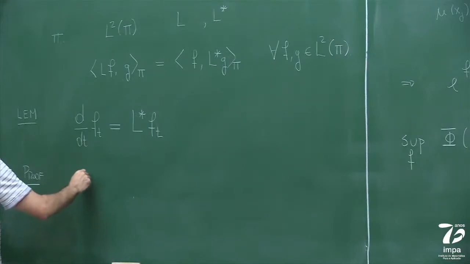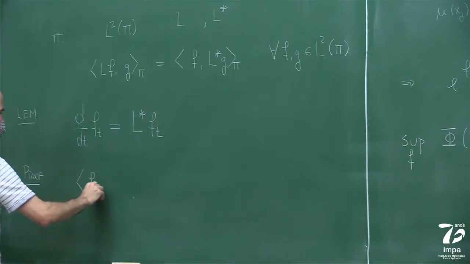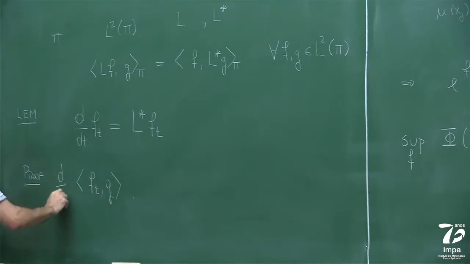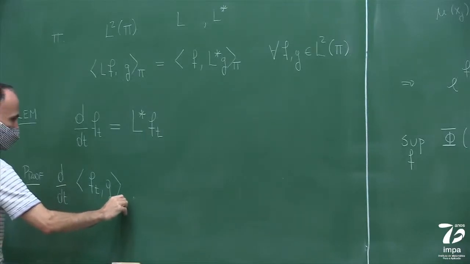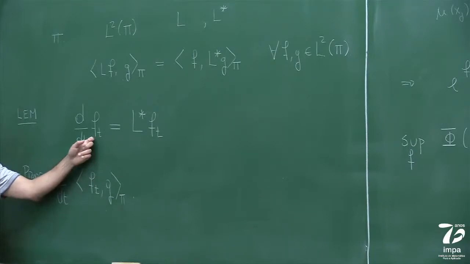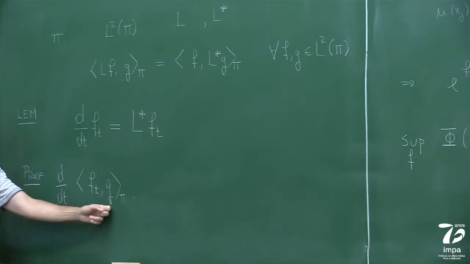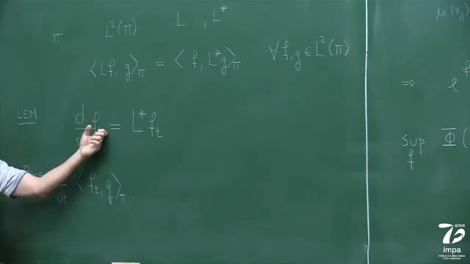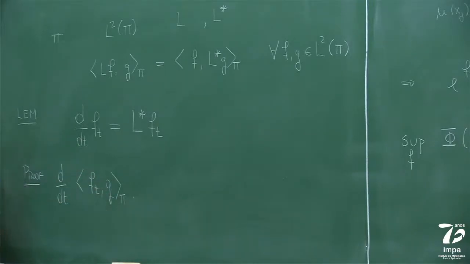So for that, I will consider the scalar product of ft and g, and I will take the derivative of this expression. And the idea is, if I want this derivative, it's just to take g as a function which is equal to 1 at one point and 0 everywhere else. Because then this integral will be ft at that point times pi of that point. Okay? So let's compute this derivative and check what it is.